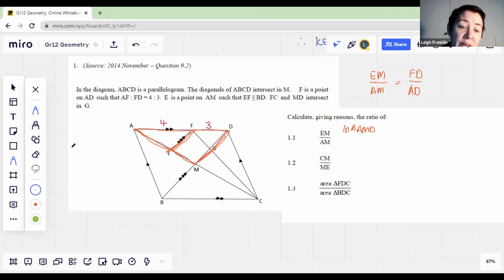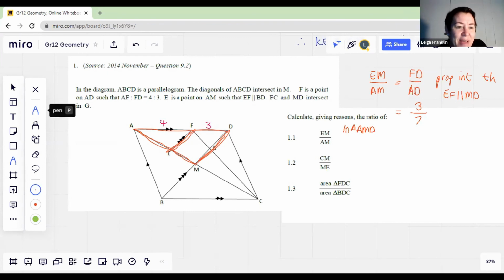Reason. Have we been given the parallel lines? Yes. So our reason is? Proportionality, intercept theorem. Good. What mustn't we forget to do? Name the parallel lines. So EF parallel to MD. All right, and now we can write what EM over AM is equal to. FD is this side over here, that's 3. So let's substitute that in. And AD, the whole side over there, that's going to be equal to what? 7. Indeed. Good.